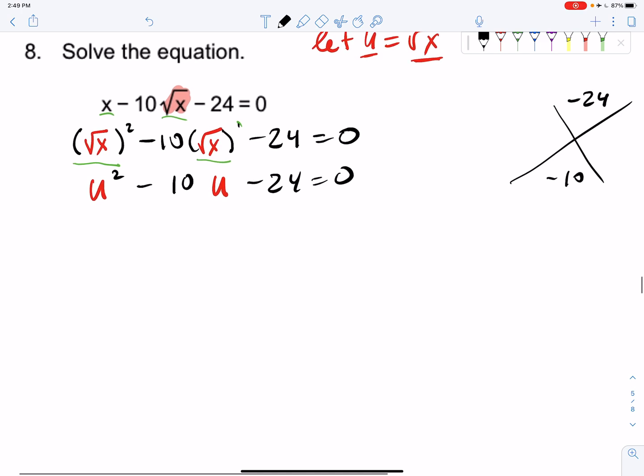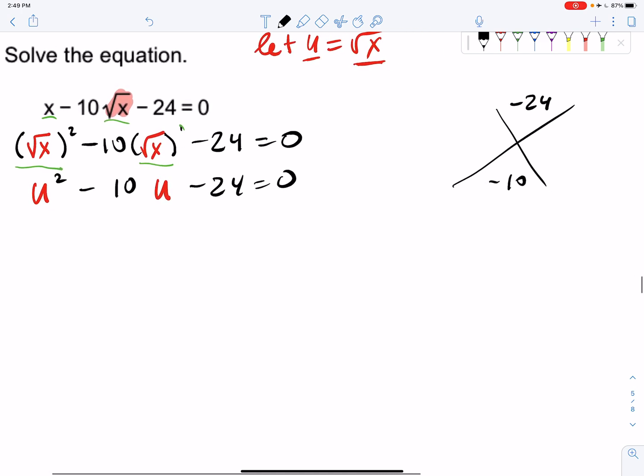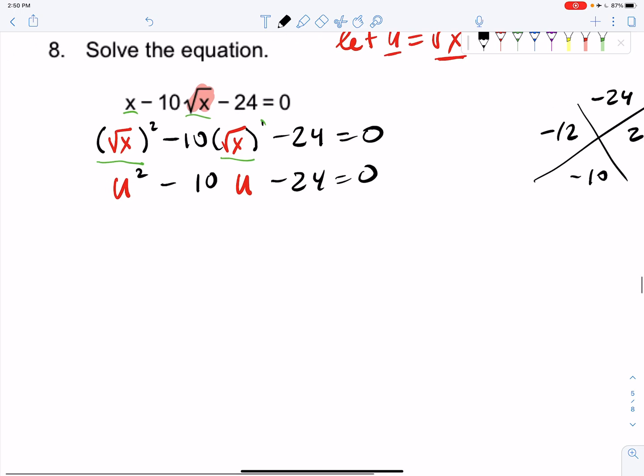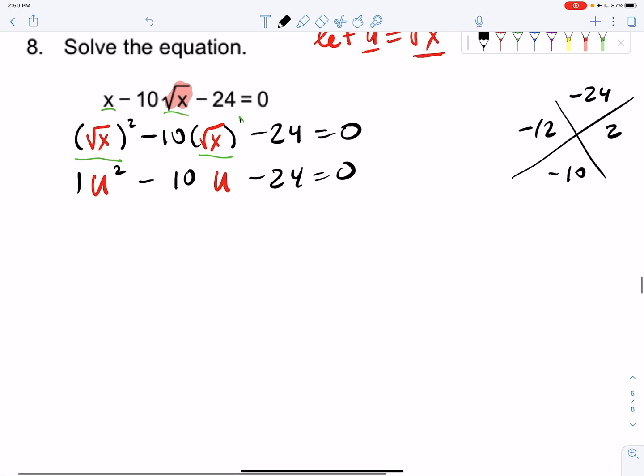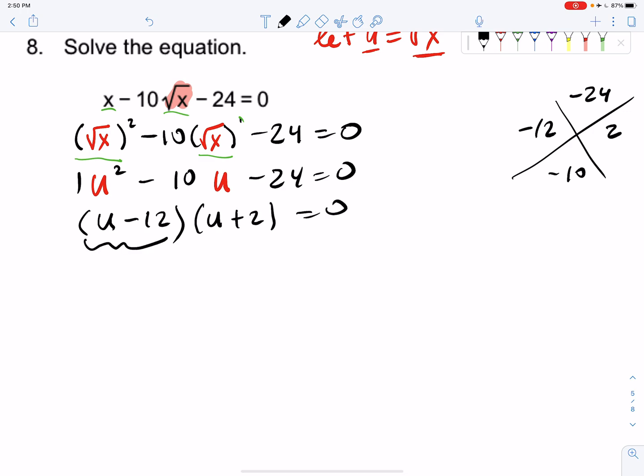But anyways, what two numbers multiply to negative 24 and add to negative 10? How about negative 12 times 2? Yeah, multiplies to negative 24 and adds to negative 10. Because of the leading coefficient right here, we know that this is easily done without any grouping or difficulties. u minus 12 times the quantity u plus 2 equals 0. Set the first factor equal to 0 and u equals 12. Set the second factor equal to 0 and u equals negative 2.